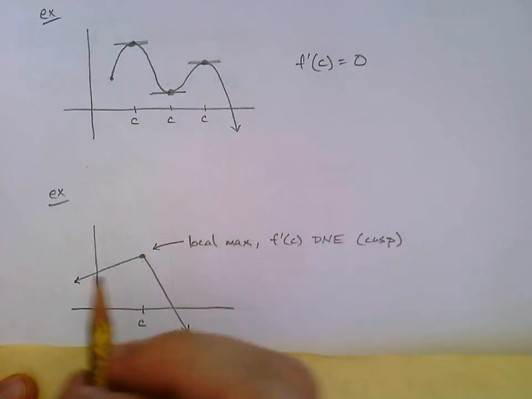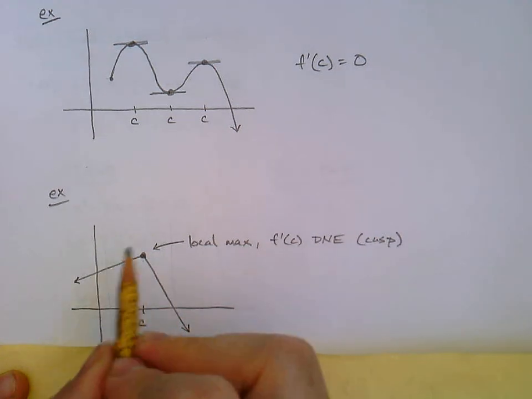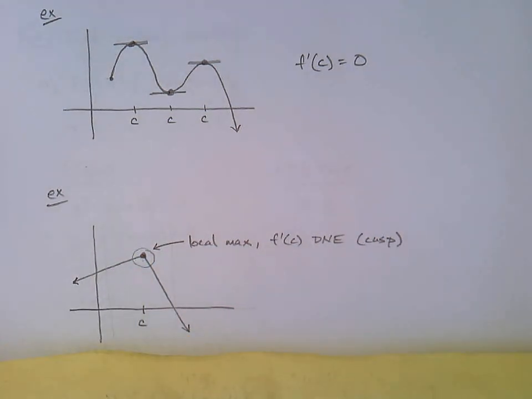Well, if you think about it, this is a local max. I mean, it's the biggest point in its neighborhood. Truth is, here it's an absolute max, but okay, we don't have to go there. It's a local max, but there's no tangent line there. The derivative does not exist due to the cusp. So it's possible to have a local max or a local min at a cusp, and in that case, the derivative would not exist. So those are the only possibilities. Either this is the way you get a local max or min, or this is the way you get a local max or min. That's it.